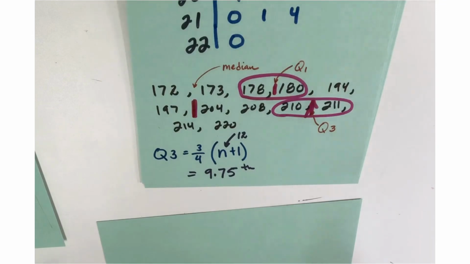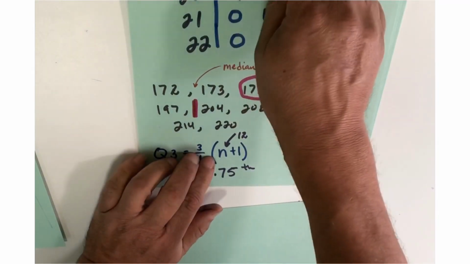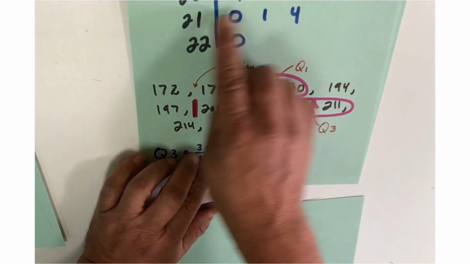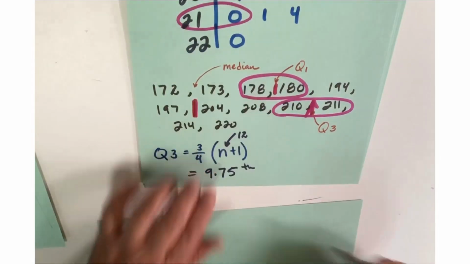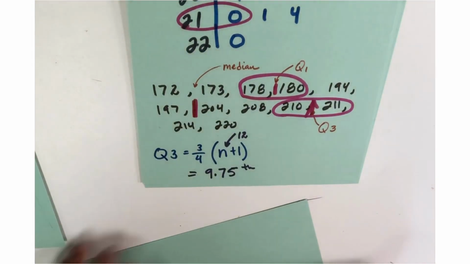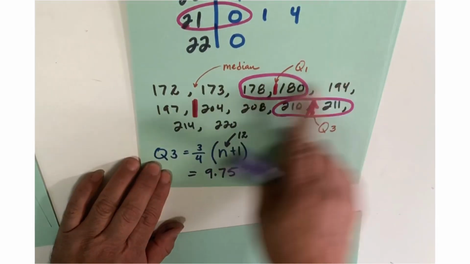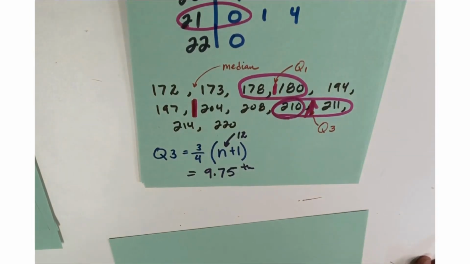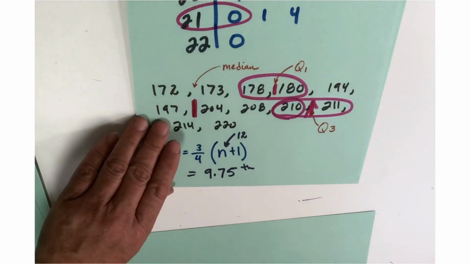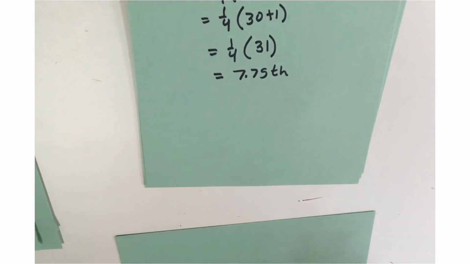So now start at the lowest number and count until the 9th number. 1, 2, 3, 4, 5, 6, 7, 8, 9. And you end up with 210 right there. That's the upper quartile. Or you can go here. 1, 2, 3, 4, 5, 6, 7, 8, 9. And the upper quartile is that guy right there. 210. Okay? So let's see, this time they want the lower quartile.